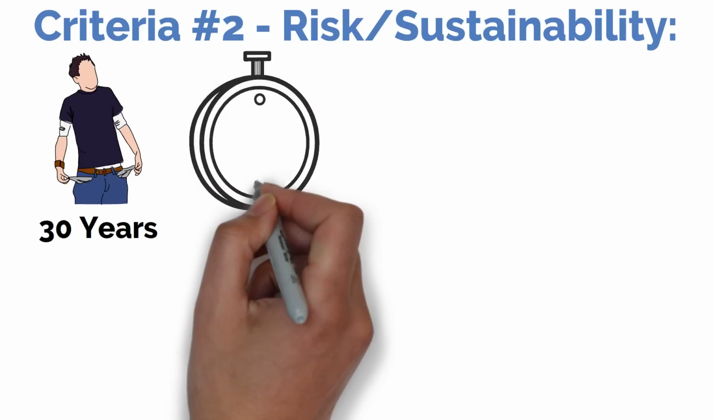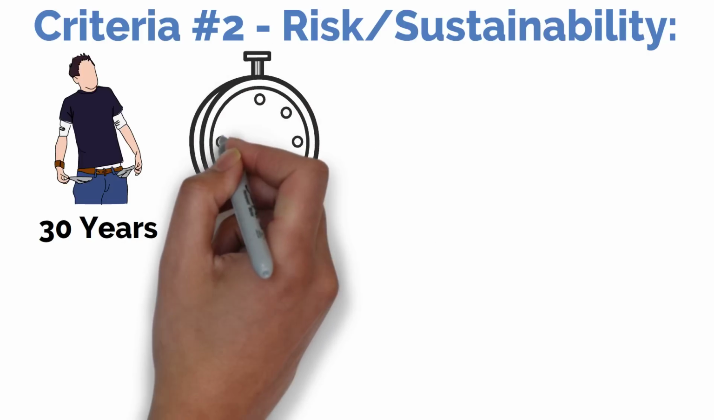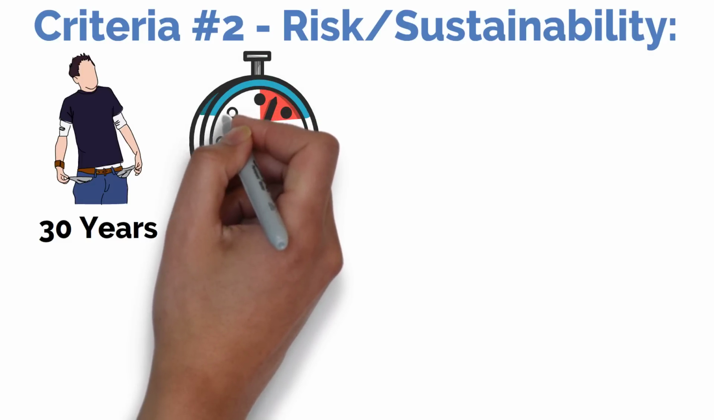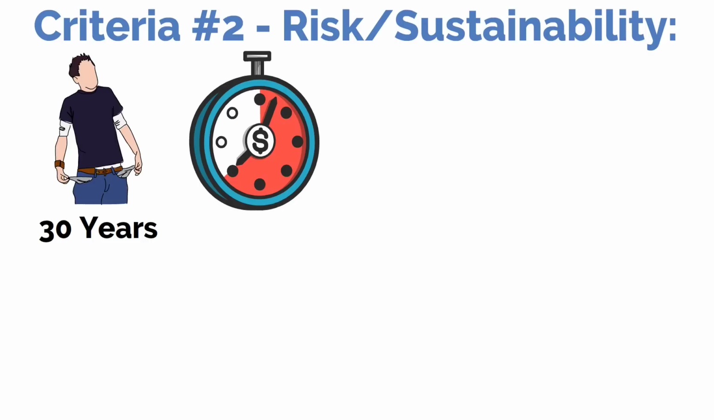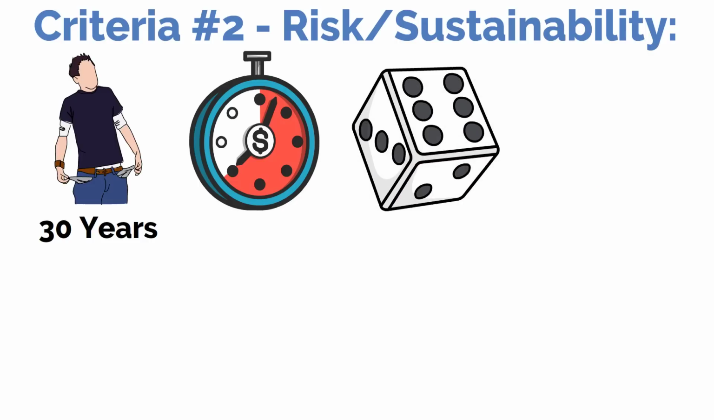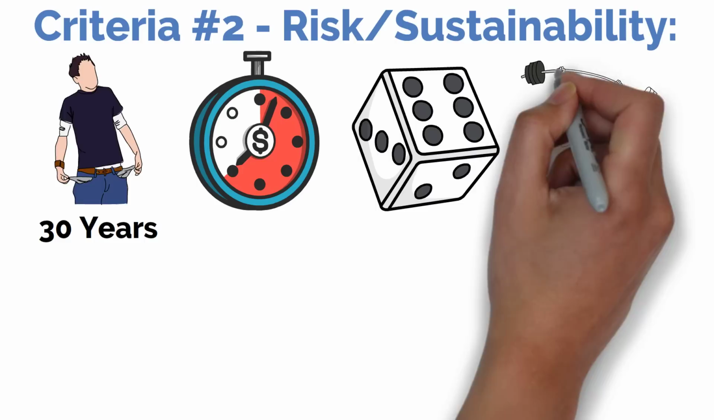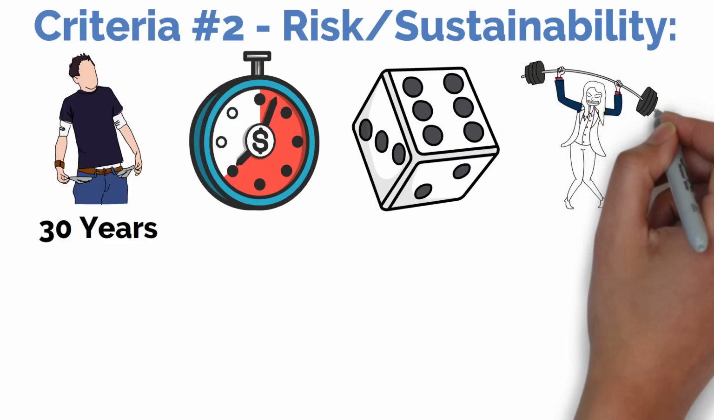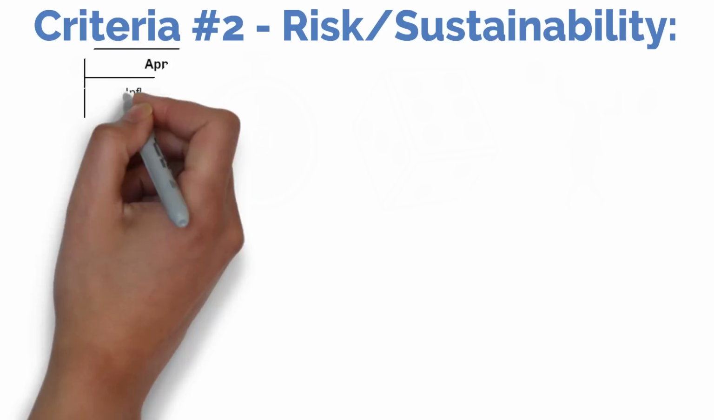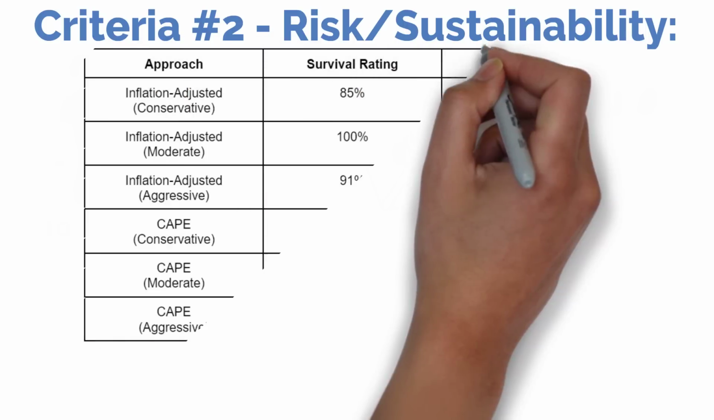The second is what I call the approach's depletion time, or how long the approach survives in its worst case scenario. This is important to consider because while two approaches can have the same likelihood of making it at least 30 years, they can have wildly different worst case scenarios. Sustainability considers how easy or difficult an approach is to maintain given the experiences that its strengths and weaknesses are likely to produce. Starting with survival rating, we see that the CAPE-based approach performs fantastically.